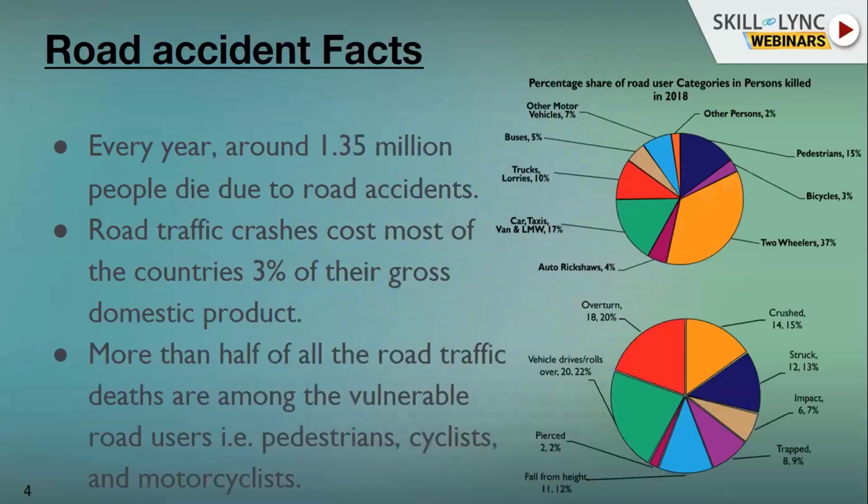Coming to our first topic, road accident facts. Basically, this is the intention to go for autonomous driving. This is the stats of road accidents. Every year it's quite a number, around 1.35 million people dying due to road accidents, and you can see the stats there.